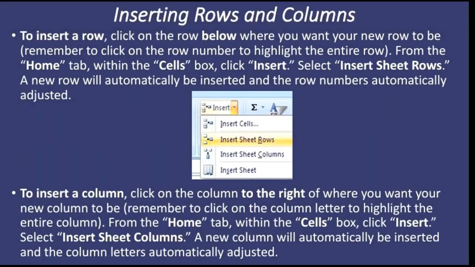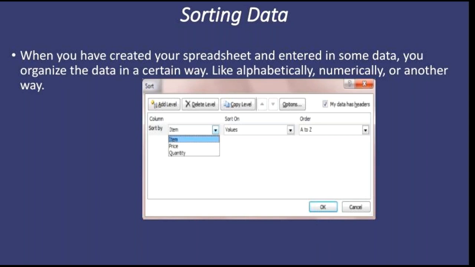To insert a column, click on the column to the right side of where you want your new column to be, then click on the cell boxes, then insert column. Follow the same steps and you achieve what we're saying.